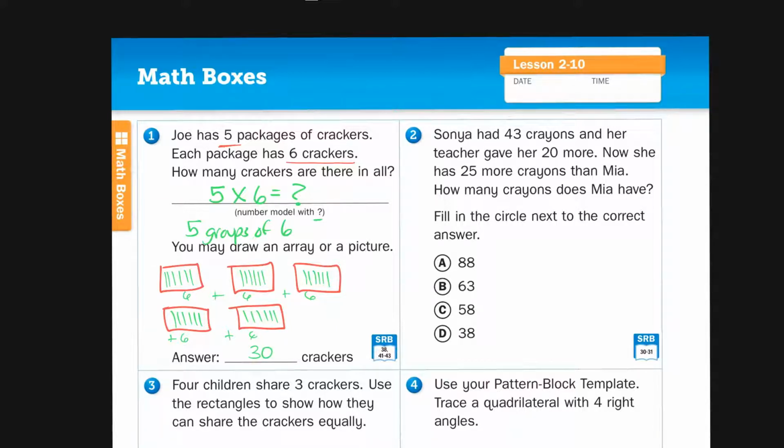Even though the problem doesn't fit, I could count by my 5 6 times and do 5, 10, 15, 20, 25, 30. I could do that as well. And that's how you solve number 1. Let's look at number 2.